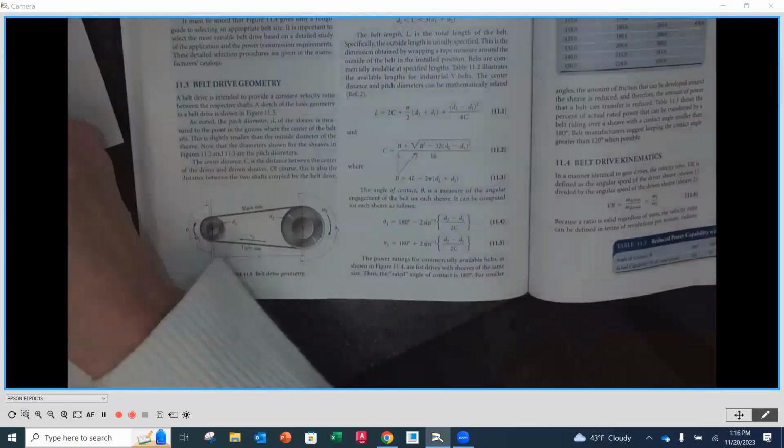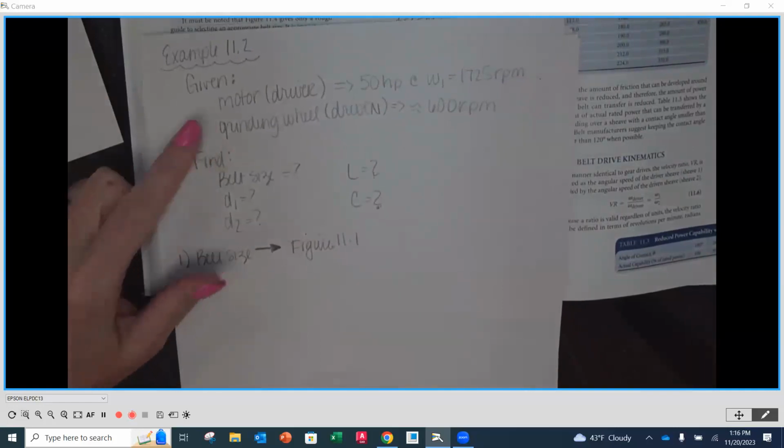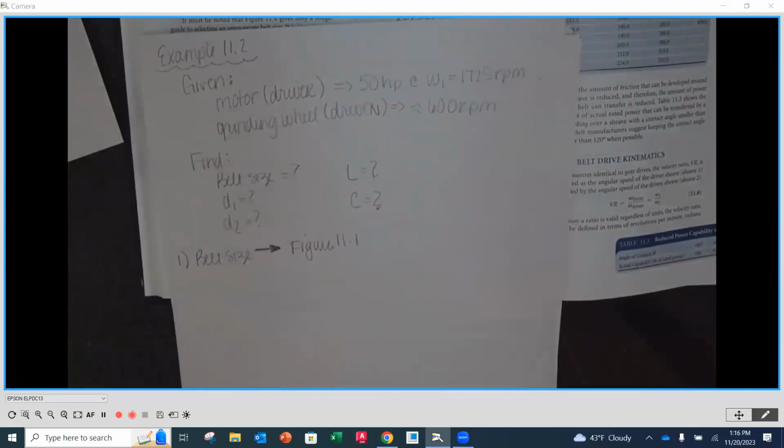All right. So let's start going through this. What's given is that your motor, which is the driver, is rated at 50 horsepower and rotates at 1720 or 1725 RPM. Then your grinding wheel, which is the driven machine, they want to be at approximately 600 RPM. In that process, they want us to pick out the entire drive: determine the belt size, the diameters of the pulleys, the length of the belt, and the center distance once we know our belt and our diameters.